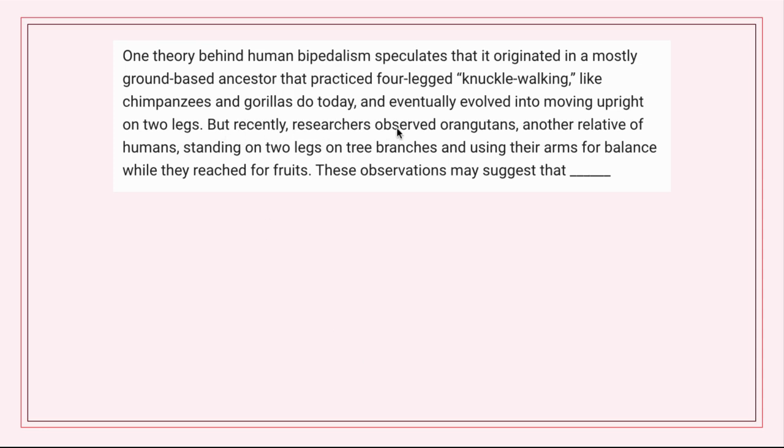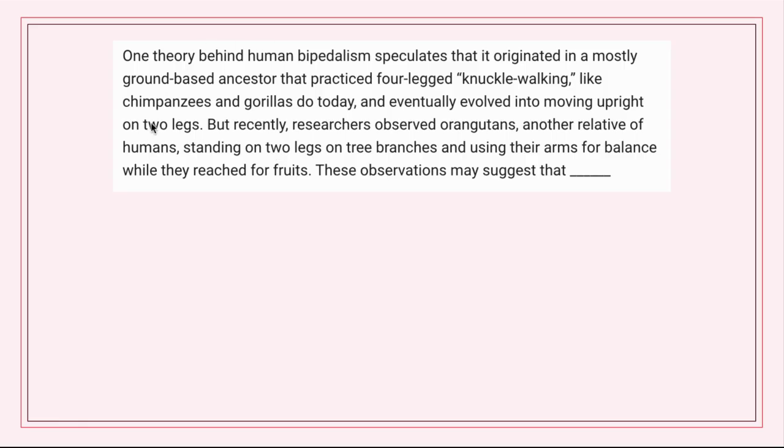Okay, so the second part is saying that even though we think that bipedalism originated mostly in ground-based ancestors, and when you say ground-based ancestors, that means chimpanzees and gorillas kind of mostly stayed on the floor on their four knuckles, right? But here we're talking about orangutans, and it looks like they're standing on two legs, or being bipedal, on tree branches and using their arms for reaching fruits. They're basically climbing the tree, right? So these are tree-dwelling ancestors. They live in the trees, which makes them a little different than chimpanzees and gorillas. And they are also using their two feet like humans do today.